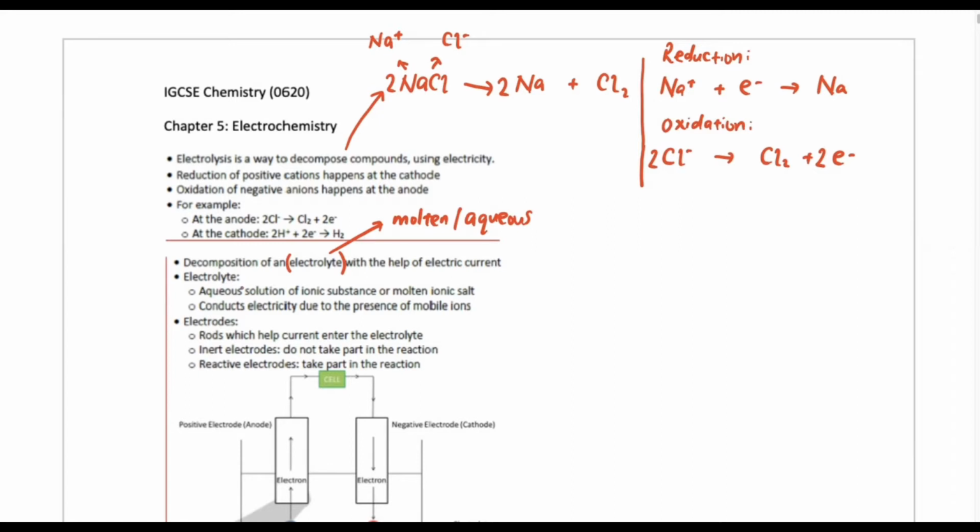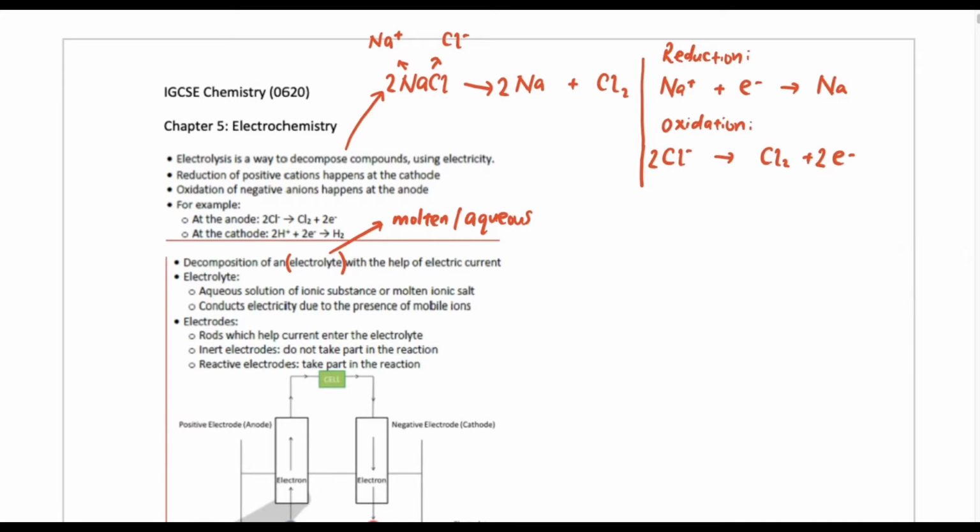Okay, so let's see the information here. Electrolyte, aqueous solution of ionic substance. So you can put NaCl in water, then you get NaCl in aqueous, that is electrolyte. Or you can also put the NaCl in a crucible and you heat it up until it melts. That is molten form. Molten form is without water. Aqueous form is with water.